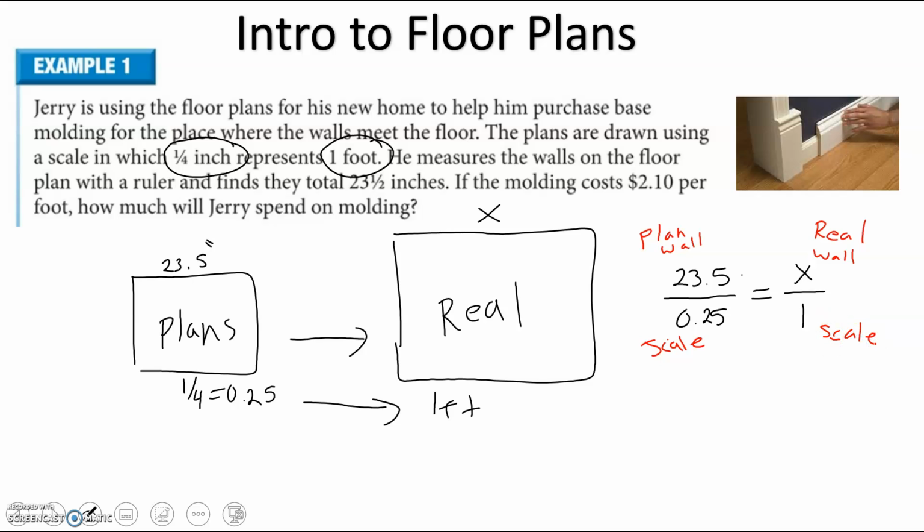So you'll notice that we have the plan on the left and the real wall on the right, and for both of these, we have wall over scale, wall over scale. It's important that they match that way. It's important that the reals are together, the plan is together, and that the wall is in the numerator, or top of the fraction, for both, and the scale is in the denominator, or the bottom of the fraction, for both. So now, on the right-hand side, we have X divided by 1, which is just X. And on the left-hand side, we have 23.5 divided by 0.25.